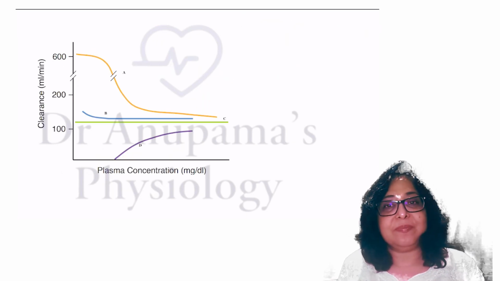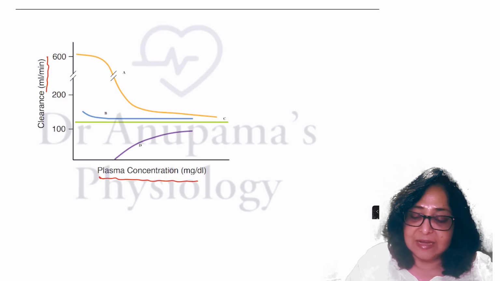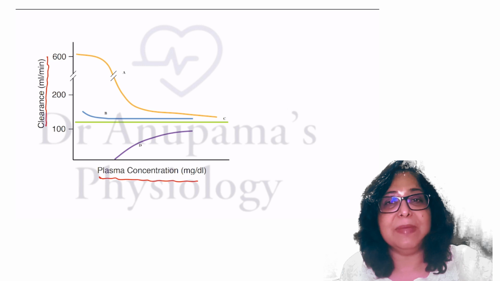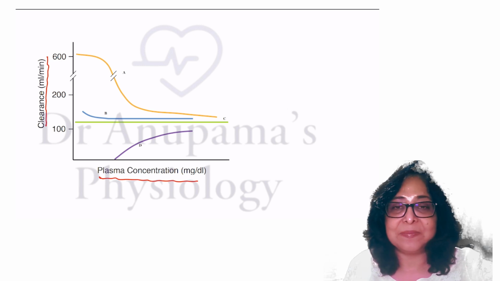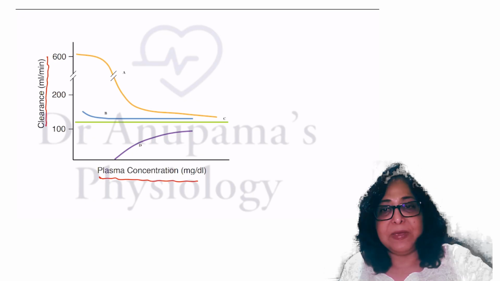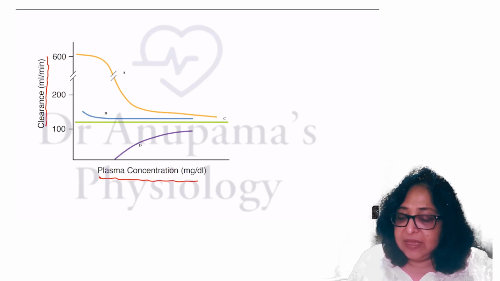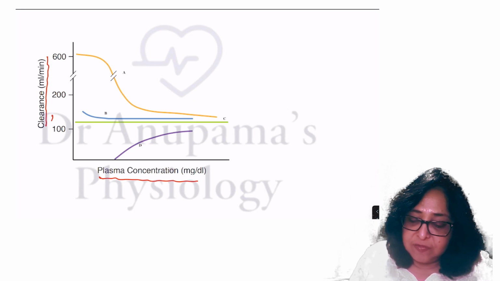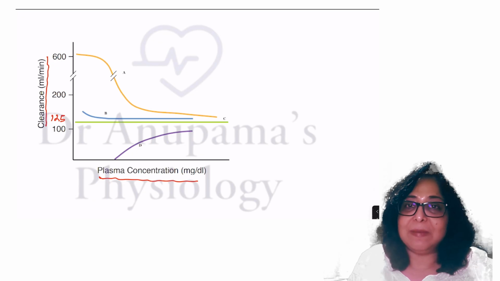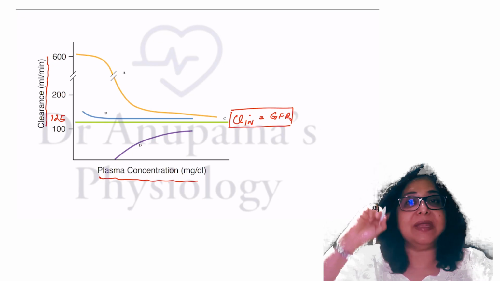Let's look at this graph. We've got plasma concentration on the x-axis and clearance in ml per minute on the y-axis. We have to identify which is substance A, B, C, or D. Now, C has a clearance of 125 ml per minute, and we know that the clearance of inulin is equal to GFR, which is 125 ml per minute.